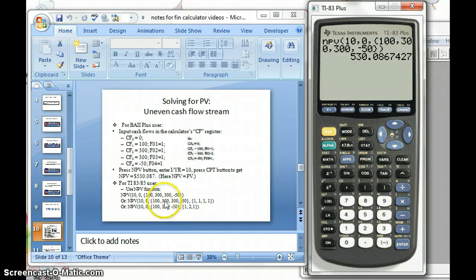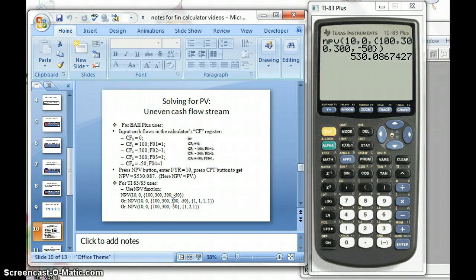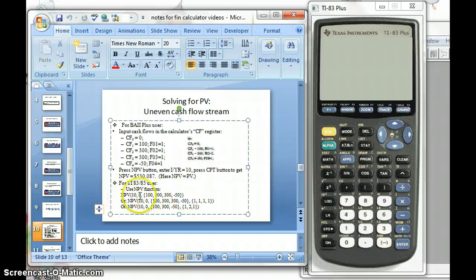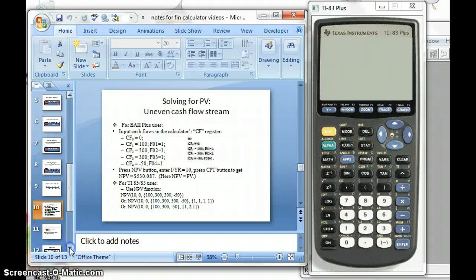Another way to do it, since we have 2 of the 300 right next to each other, we can count this 300 twice. Okay, that's why we're using a number 2 for the frequency. Either way, try all these 3 different inputs, you should get the same result. I would say for beginners, you may want to try the first input. Just go ahead, list all the cash flows involved one by one, and that might actually save you from some confusions.